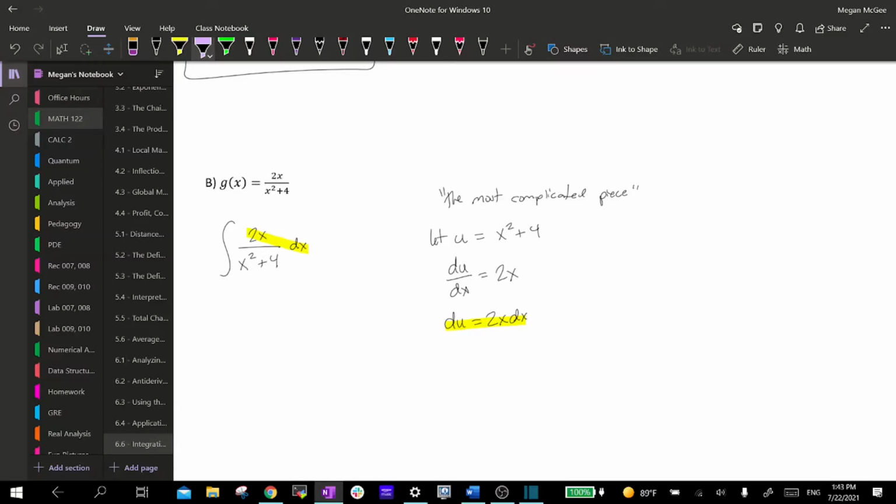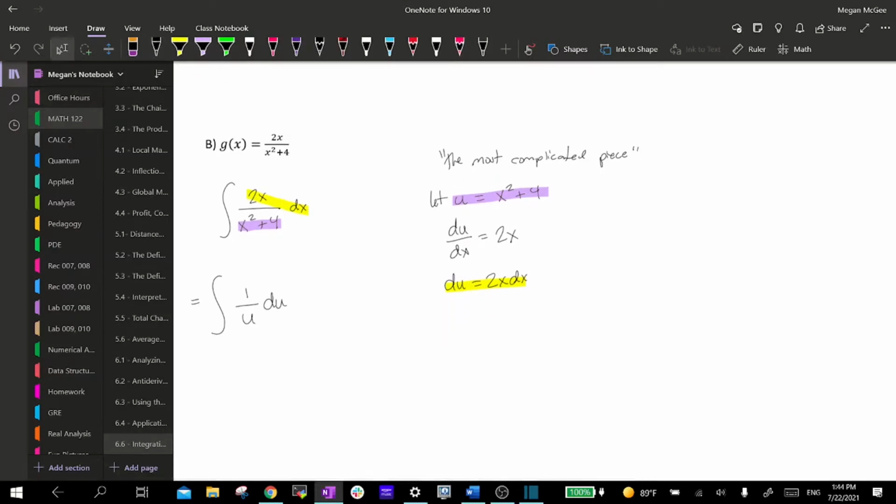And we're going to substitute this x squared plus 4 for u. So this ends up being 1 over u du. It's amazing how much simpler our integral can look after doing u substitution, isn't it? The integral of 1 over u, we know that's our natural log. So it's our natural log of the absolute value of u. And then we need plus the constant of integration, okay?